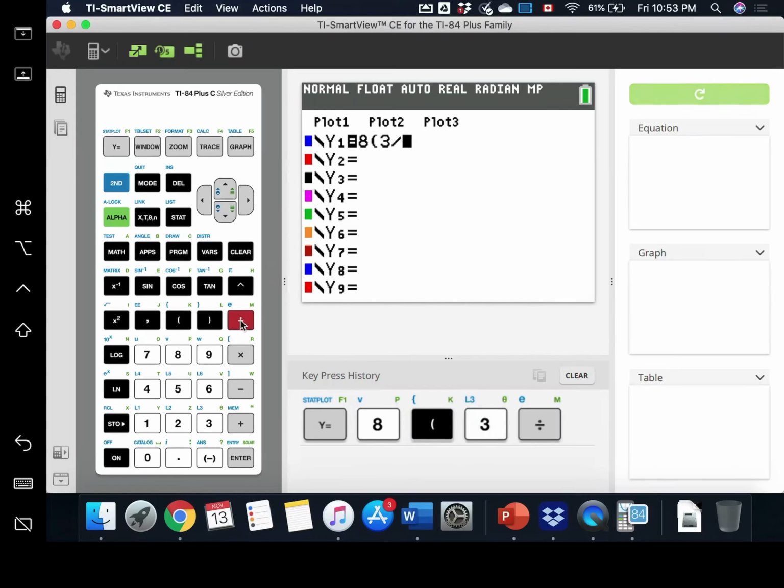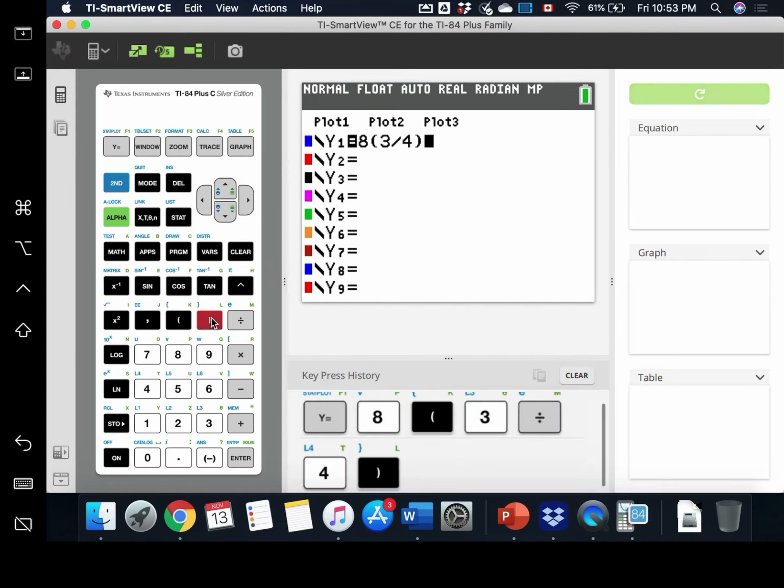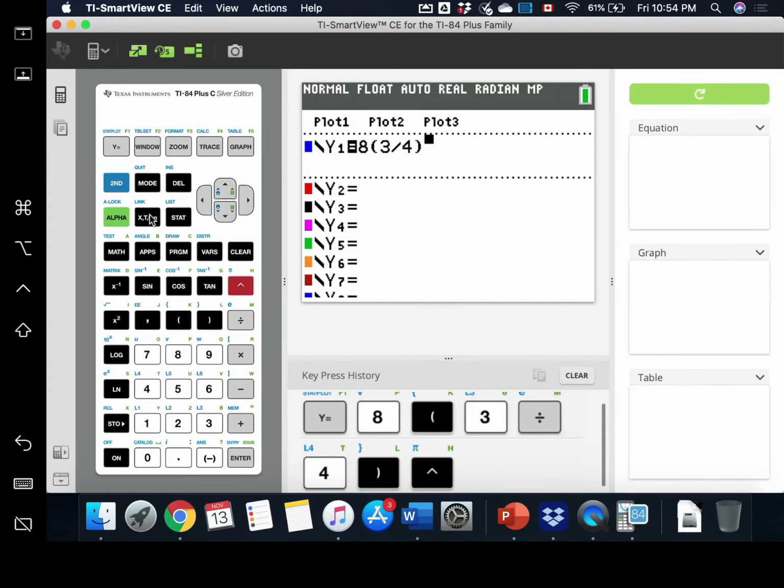In brackets, you're going to write 3 divided by 4, or you can use your fraction button if you're familiar with that. So 8 in brackets, 3 divided by 4. And then you're going to use this little house roof here. Do you guys see that little arrow that points up where it looks kind of like a house roof? That's your power button right here. So you're going to say power of x. Okay.